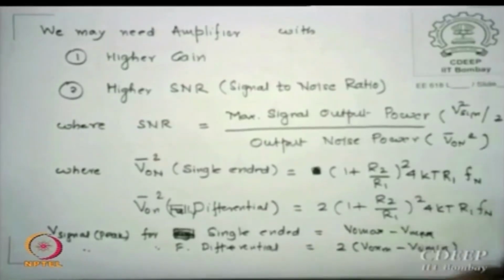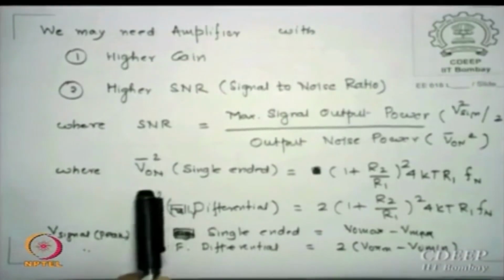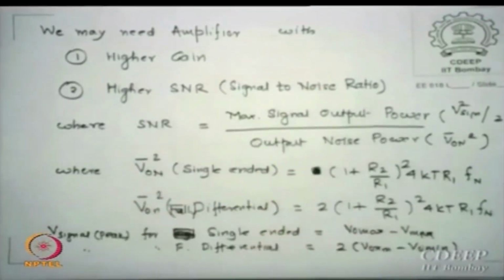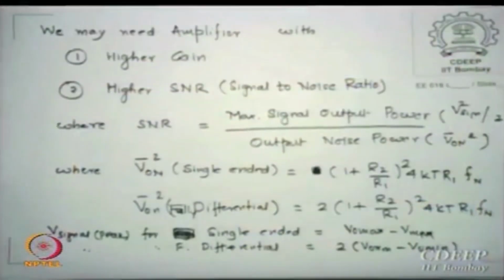This 4kTR is something we will see soon in a few minutes, which is essentially the thermal noise of a resistor. So the output noise voltage square, of course, is always expressed in square terms. The V square essentially represents power. So V square by R, if R is 1, we represent power by V squares. Whereas in the case of fully differential, it happens to be twice that of this square.